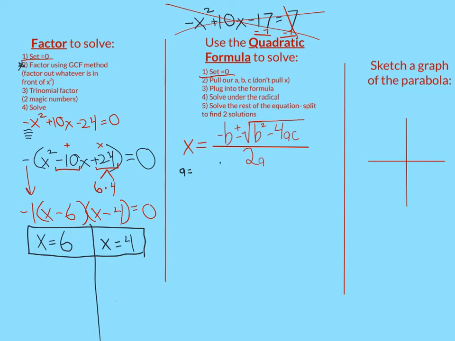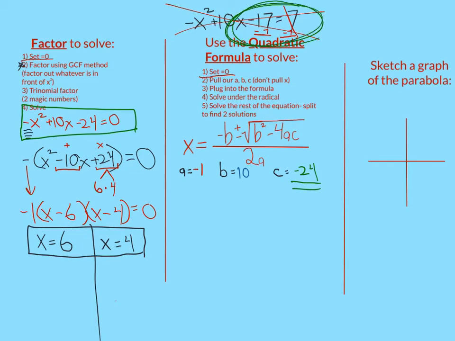Moving on, pull out your ABC. A is -1. B is 10. C is -24. I'm pulling them out of this right over here, the equation once it's solved for 0. Notice your C will not be correct if you started with the original. You'll have the wrong C value of -17. You got to solve it for 0, so you can see that it's actually -24. All right, now we just plug it in.